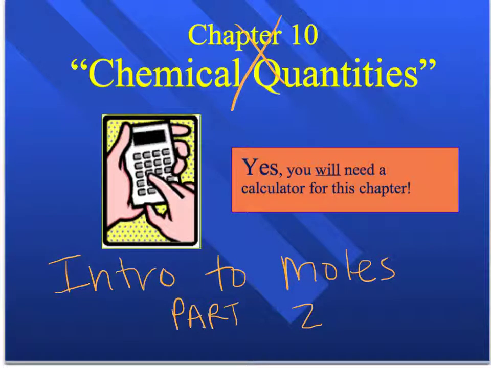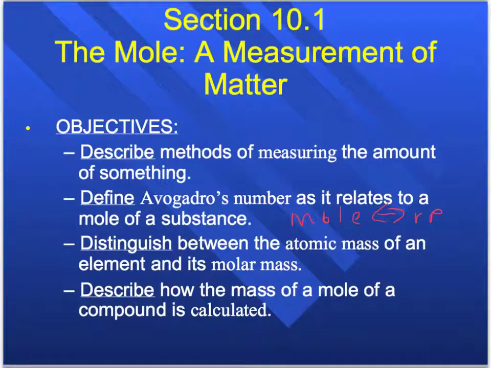Welcome back, everybody. This is going to be part 2 of our introduction to moles. This video is going to cover a couple of different things. In the second part of this video, we're going to be distinguishing between the atomic mass of an element and its molar mass. You're going to find they're the same, but there's a little difference too. Then we also need to describe how the mass of a mole of a compound is calculated. This is going to be the most important idea for this part of the video.